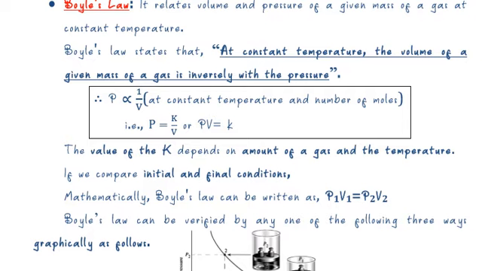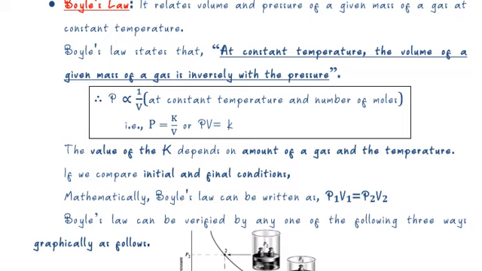That is, P is inversely proportional to V, P is equal to K by V, or PV is equal to K. The value of K depends on the amount of a gas and the temperature. If we compare initial and final conditions, mathematically, Boyle's law can be written as P1V1 is equal to P2V2. Boyle's law can be verified in any of the following three ways.